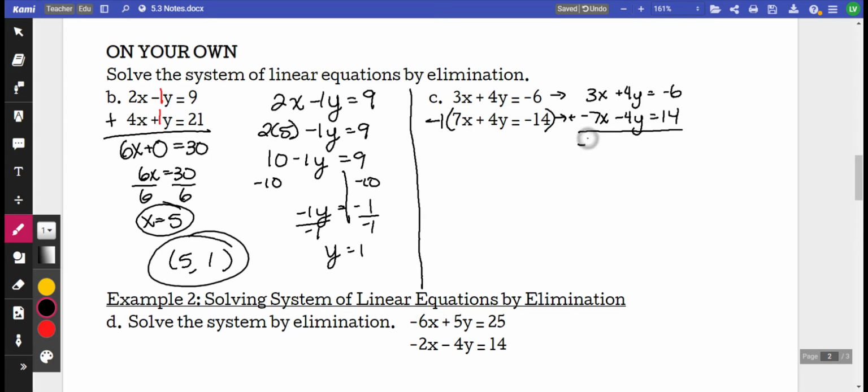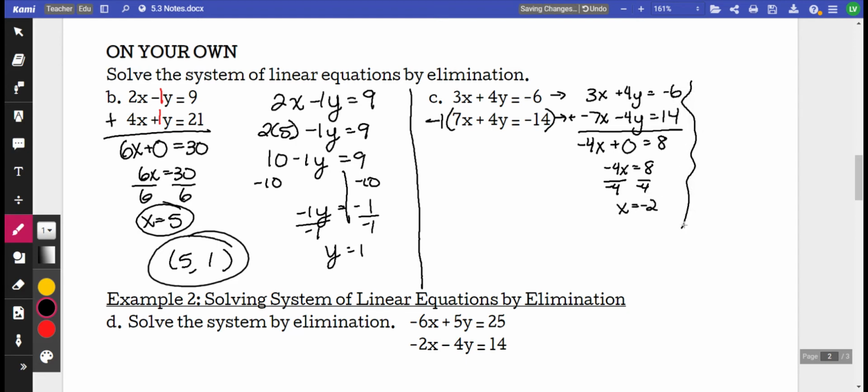3x plus negative 7x is negative 4x. Plus 4y minus 4y is 0. Equals negative 6 plus 14 is going to give me 8. So negative 4x equals 8. I'm going to divide negative 4 from both sides, and I get x equals negative 2.